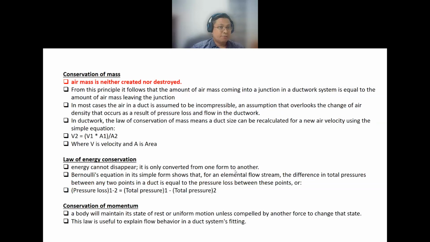Okay, in the conservation of mass, mass is neither created nor destroyed. So mass cannot be lost in the system, as long as the system is not leaking, meaning no mass crosses the system. As we know, the system should have a boundary to avoid mass crossing to the environment. From this principle, it follows that the amount of air mass coming into a junction in a ductwork system is equal to the amount of air mass leaving the junction.